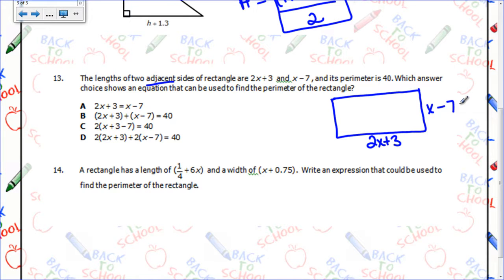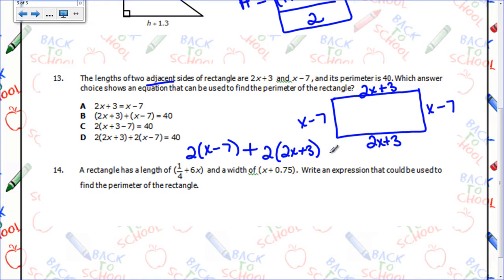And if I want to find the perimeter of a rectangle, that means I got to add up all the sides. Well, if you remember rectangles, these 2 sides are the same. And then these 2 sides are the same. And so when I find perimeter, I'm going to add all those up. But if I want an expression, and I want it to be as simple as possible, I have this x minus 7 happens twice, 1, 2, plus this 2x plus 3 happens twice.